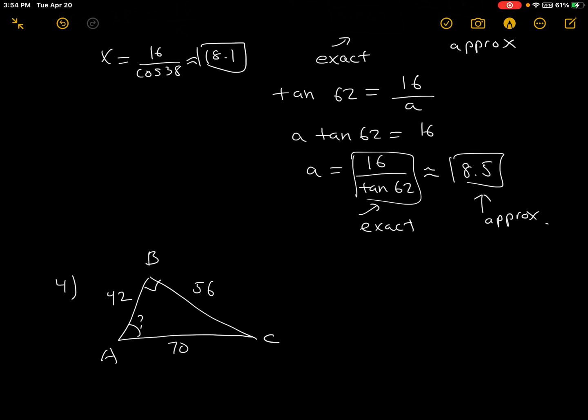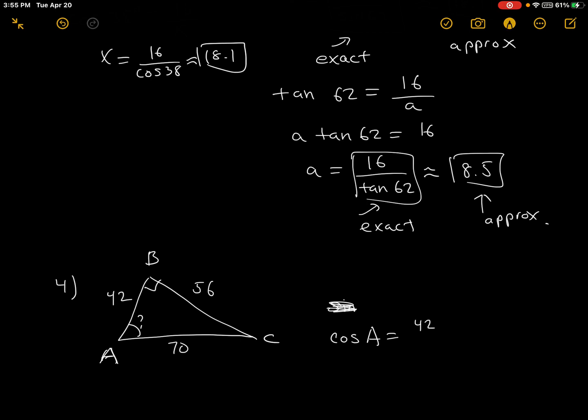If I want to figure out what angle A is, I have many, many options, right? I could use sine, cosine, or tangent. It doesn't really matter because I'm given all three side lengths. And so let's say I just want to use the 42 and the 70, okay? If I want to use the 42 and 70, I would say the cosine of angle A is equal to adjacent, right? Adjacent side would be AB, which is 42, over the hypotenuse. The hypotenuse, of course, is 70.